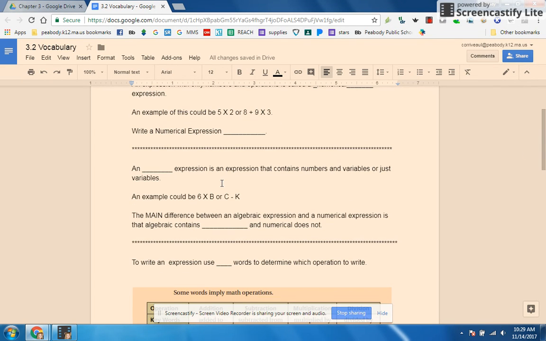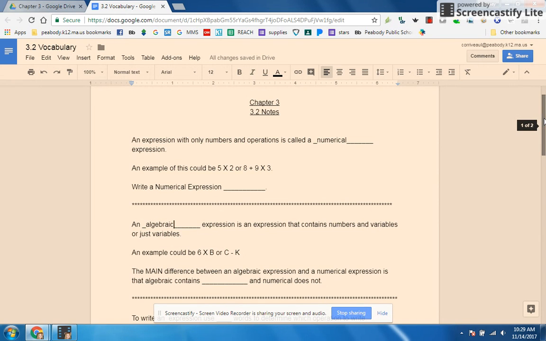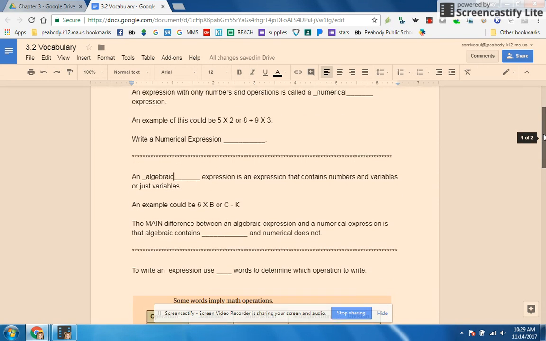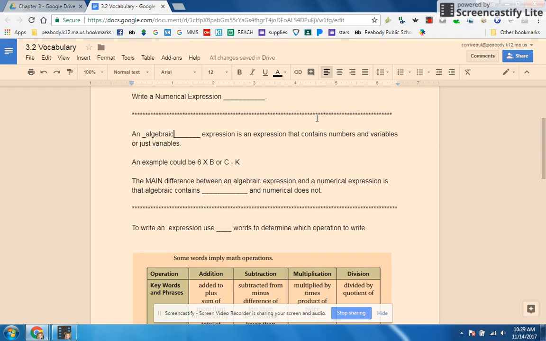An algebraic expression is an expression that contains numbers and variables, or it could be just variables. This is the one we just did the last couple of days. Algebraic. So again, I remember AL for alphabet, so that's how I remember that this kind has letters in it. So this is just vocabulary so far. So numerical has only numbers, and algebraic has to have at least one letter or one variable. So again, another example could be 6 times B, C minus K. We've done this for the last couple of days.